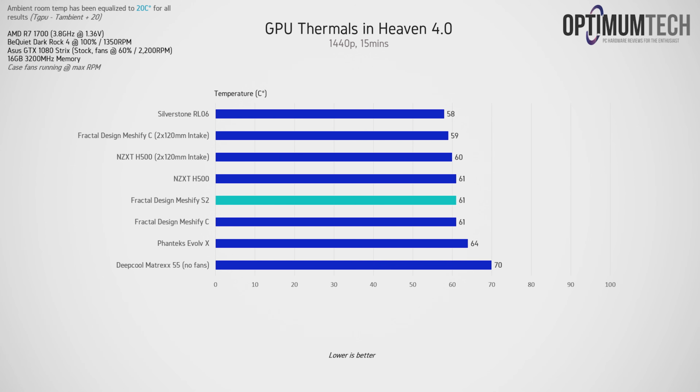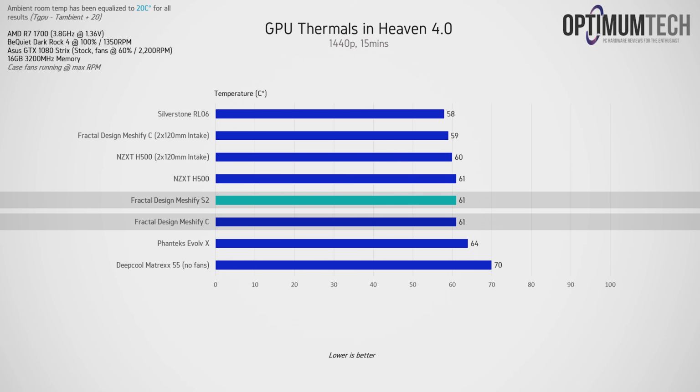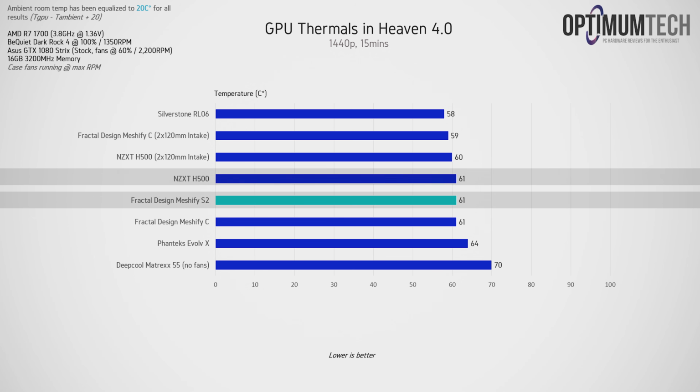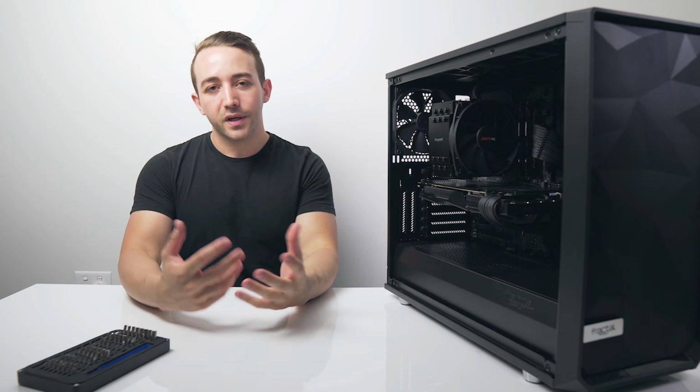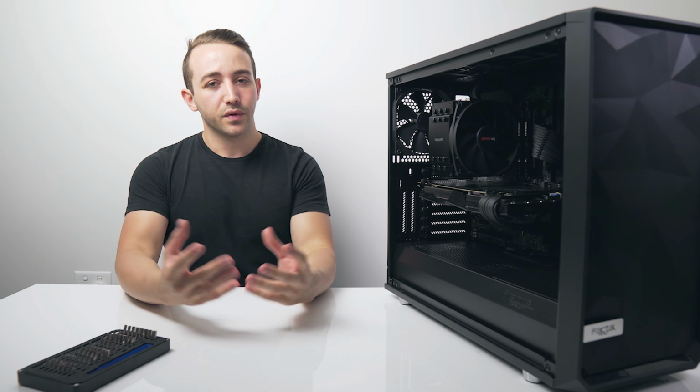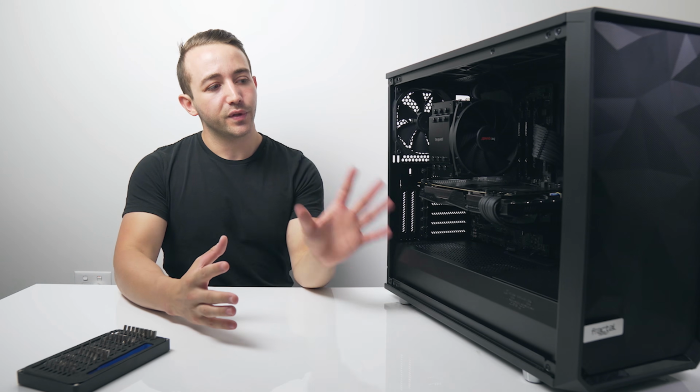For GPU thermals, both cases were identical out of the box, with the GTX 1080 Strix sitting at 61 degrees C, the same as the NZXT H500, which we'll discuss a little later. Since the front intake fans on the Meshify C are closer to the graphics card than the S2, we can achieve a cooler result on the GPU when adding in a 120mm fan. So system thermals are pretty close, they're virtually identical, and there's nothing really worth worrying over between the two.